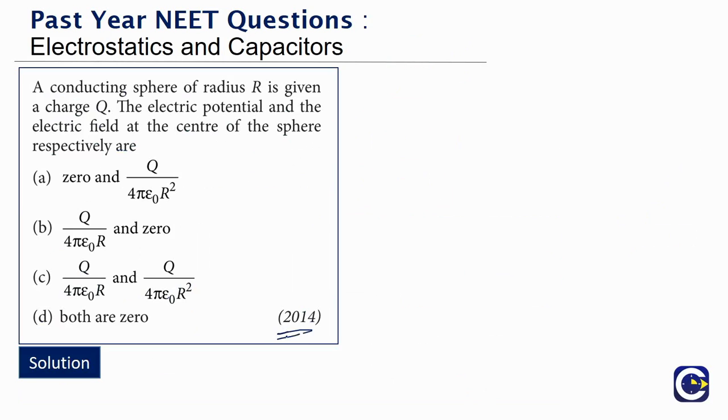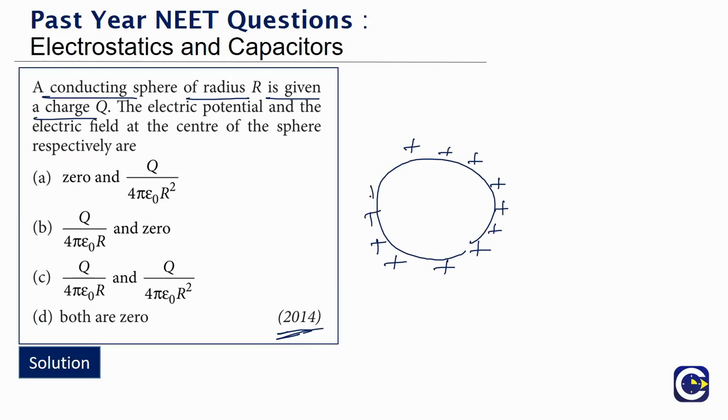Next we have a straightforward question. This has come in 2014. A conducting sphere of radius r is given a charge q. Now understand, when we say conducting sphere, for a conductor, any excess charge on the conductor will reside only on the surface.